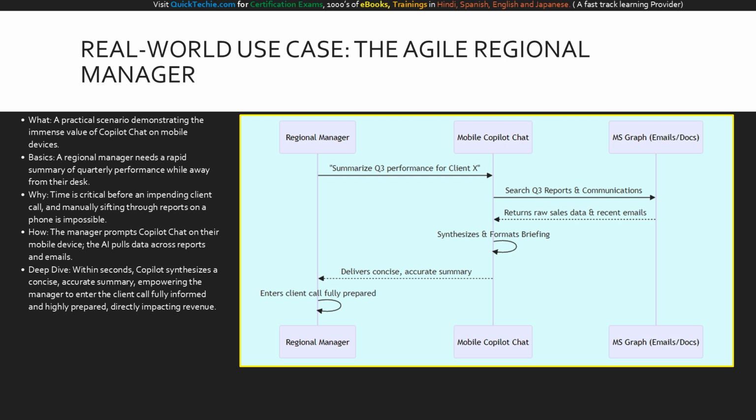Copilot then acts as an analytical engine, synthesizing and formatting the data into a clean, readable briefing. Finally, it delivers this concise summary back to the manager's phone. The ultimate business outcome is shown at the bottom. The manager enters the client call fully prepared. This sequence highlights how mobile AI acts as a strategic multiplier for your remote workforce.